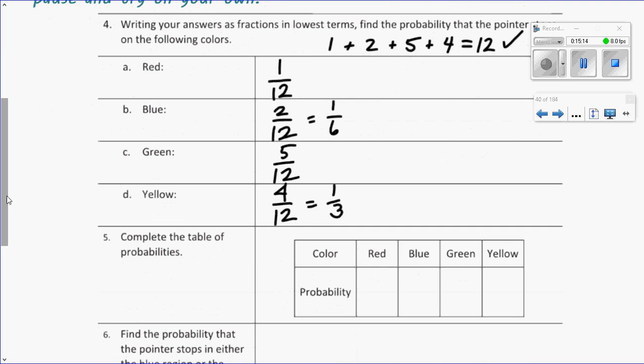Now for the table, we're just going to quickly fill in. Red has a 1/12 chance. Blue has a 1/6 chance. Green has a 5/12 chance. And yellow has a 1/3 chance.